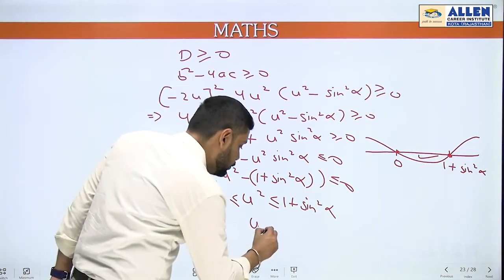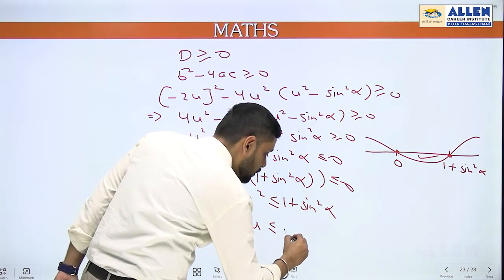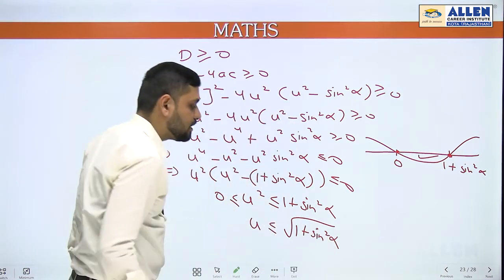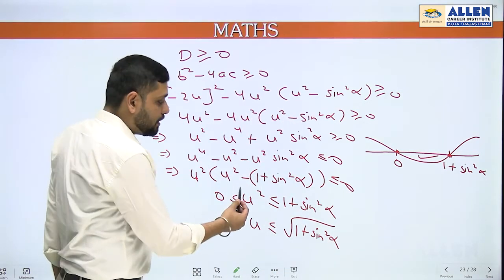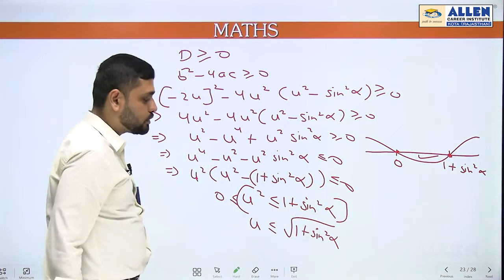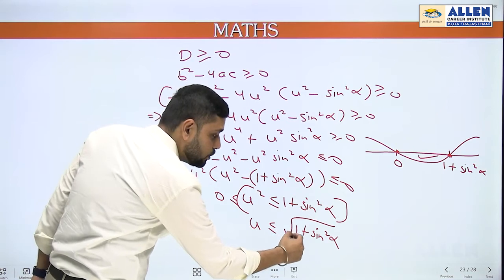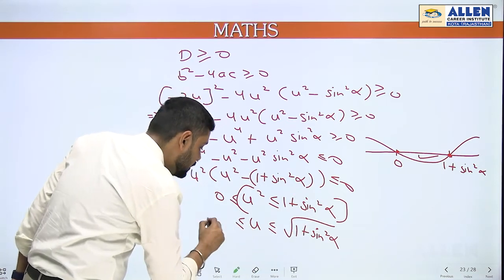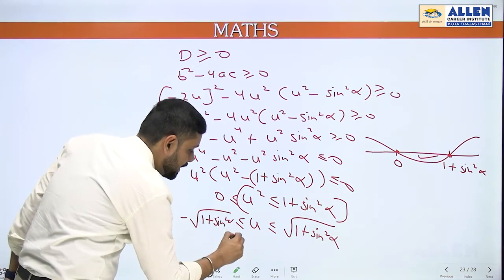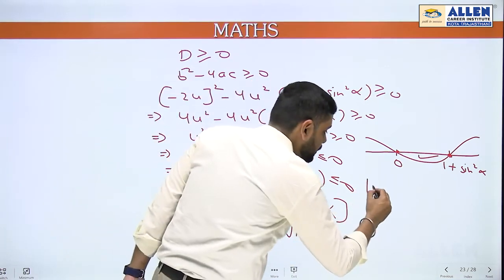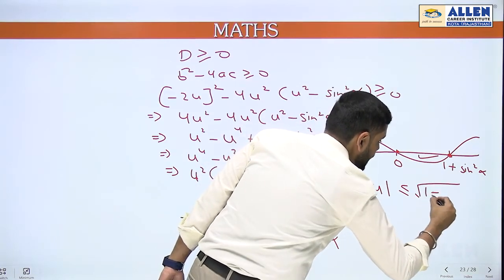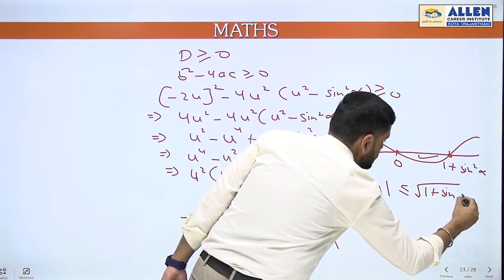So it means u is less than or equal to what? Under root of 1 plus sin square alpha. We can take it like this, and accordingly, if you understand from here, it will be what? U square less than or equal to 1 plus sin square alpha. So u is less than or equal to under root 1 plus sin square alpha but greater than or equal to minus under root 1 plus sin square alpha, and if we are taking the mod of u, then it will be what? Less than under root 1 plus sin square alpha.